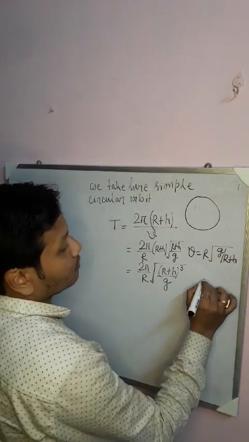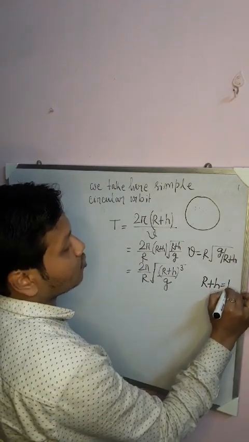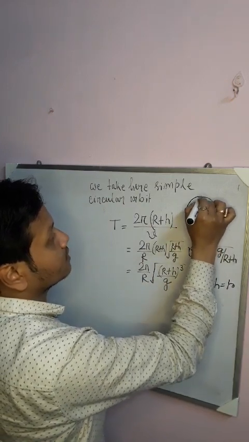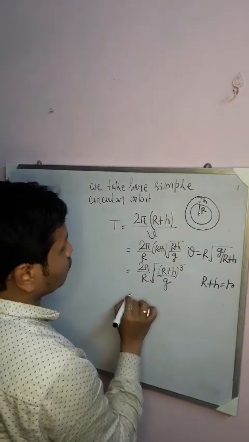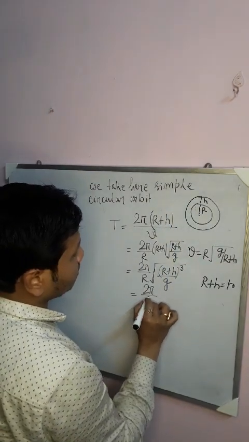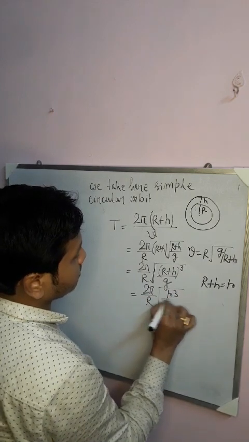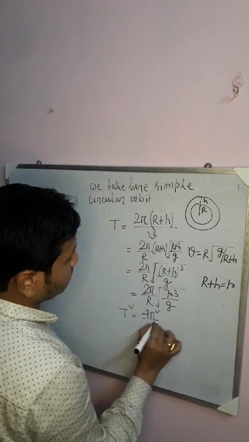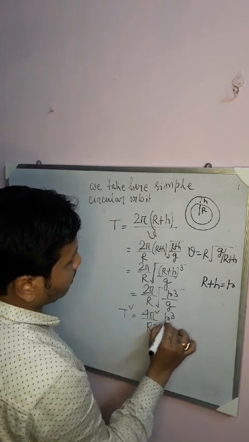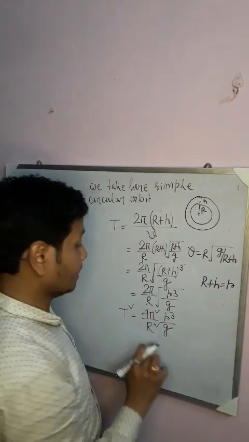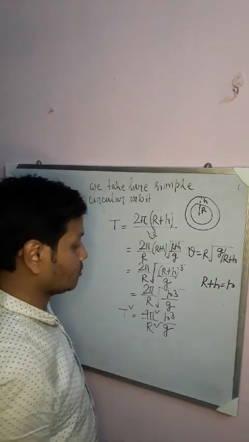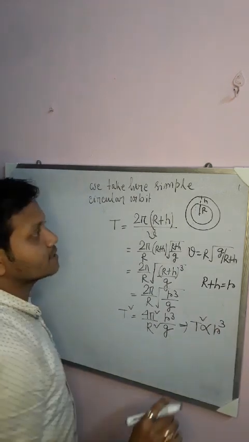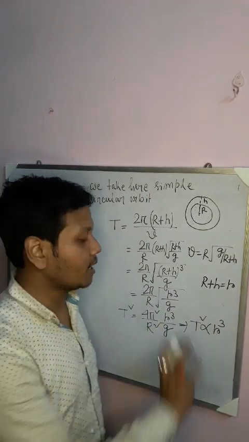Okay, and we take r plus h as small r. We take this distance, that is this is radius of Earth and this is h, and we call the total distance r. So what can we write? We can write 2 pi by R, this is simply r cube by g. And if you take square, so T square will be 4 pi square by R square into r cube by g, and these are constant quantities. Radius of Earth constant, acceleration due to gravity constant. So what we see? T square is proportional to r cube. Thus we see that an artificial satellite obeys Kepler's third law.